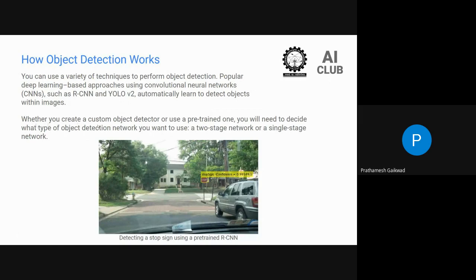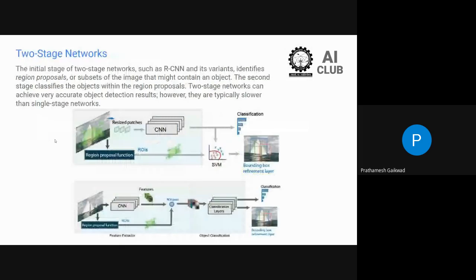Whether you create a custom object detector or use a pre-trained one, you will need to decide what type of object detection network you want to use, a two-stage network or a single-stage network. So object detection networks have two types, two-stage and single-stage. RCNNs use two-stage networks. In the initial stage of a two-stage network, it identifies region proposals, or subsets of the image that might contain an object. The second stage classifies the object within the region proposal. Two-stage networks can achieve very accurate object detection results. However, they are typically slower than single-stage networks.